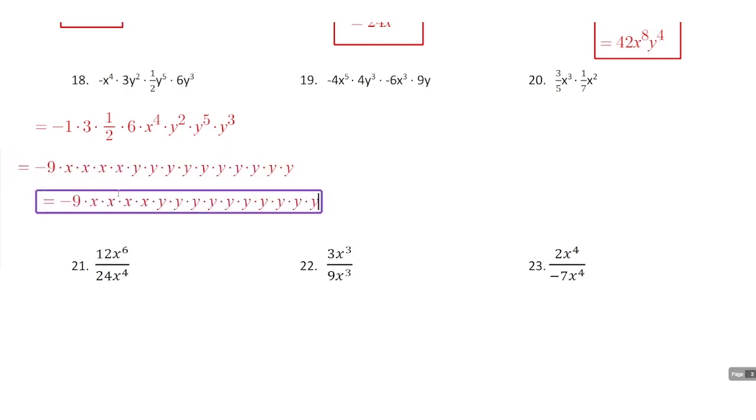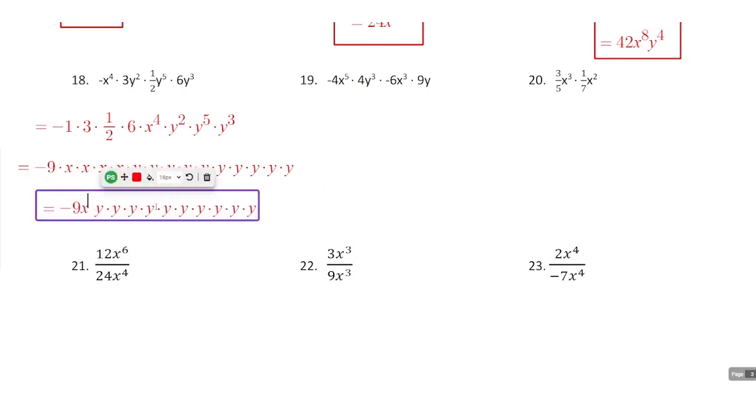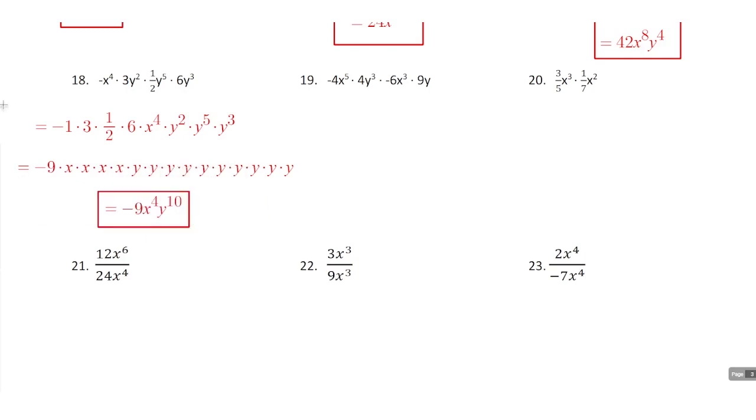All right, so this will equal negative 9 times, just 4 x's. That doesn't really change. Nothing to combine that with. 1, 2, 3, 4, 5, 6, 7, 8, 9, 10 y's. All right, number 19.